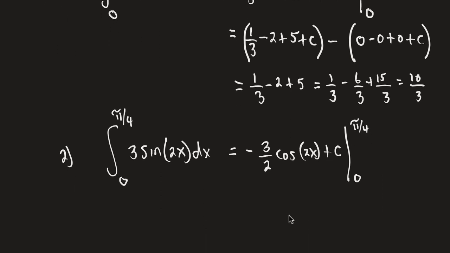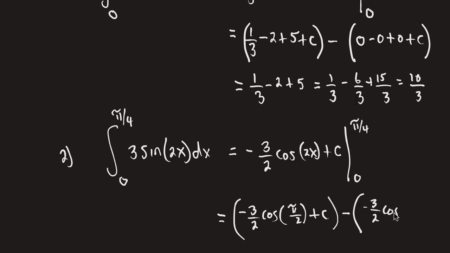So let's put this in parentheses so we get the correct order of operations. So negative 3 halves. This would be the cosine of, and I have to double this, so it becomes pi over 2. So cosine of pi over 2, and then plus c, and then minus, that's what the theorem tells me, plug in the lower limit. So negative 3 halves cosine of 2 times 0 is 0, so that's going to be 0, and then plus c.